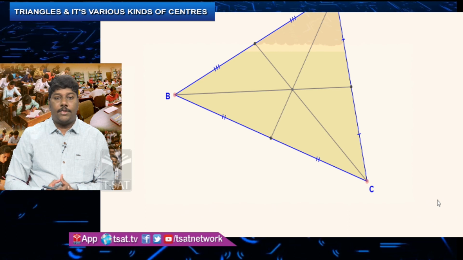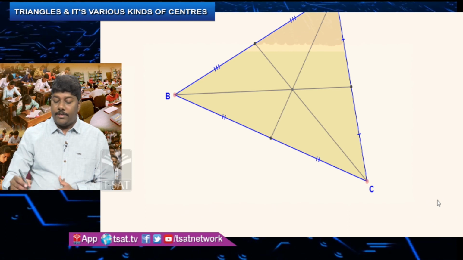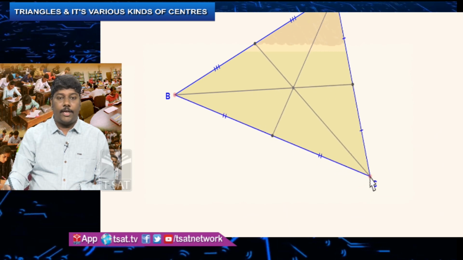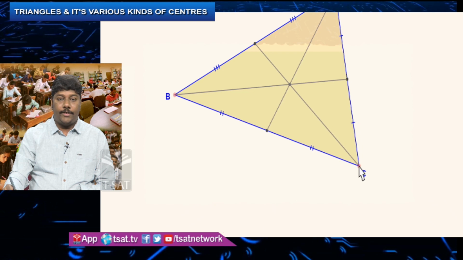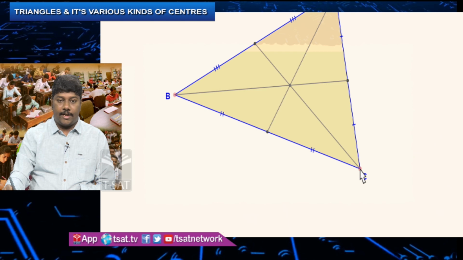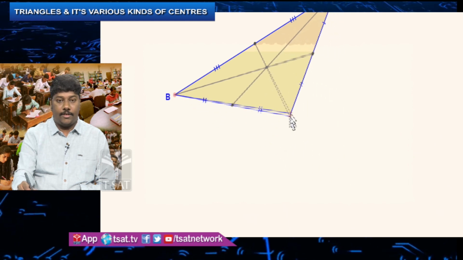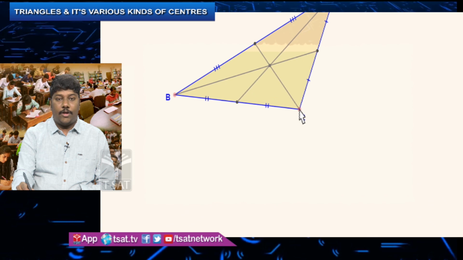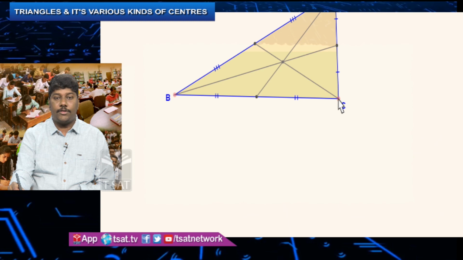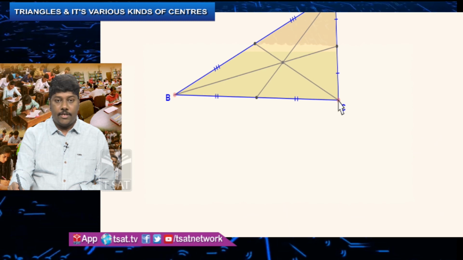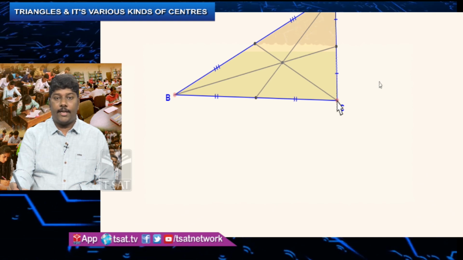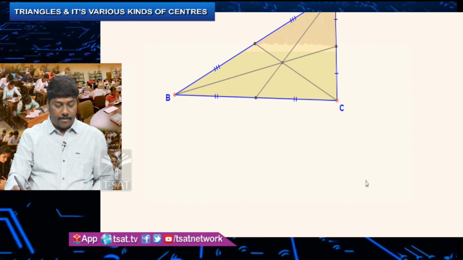First, we look at how centroid appears in the different triangles. Suppose if I take an acute angle triangle, that point here is a centroid. In an acute angle triangle, centroid always stays inside. Even if you take an obtuse angle triangle, it is also inside. If you take exactly a right angle triangle, centroid is always inside. So, centroid for acute, obtuse and right angle triangles is always inside.